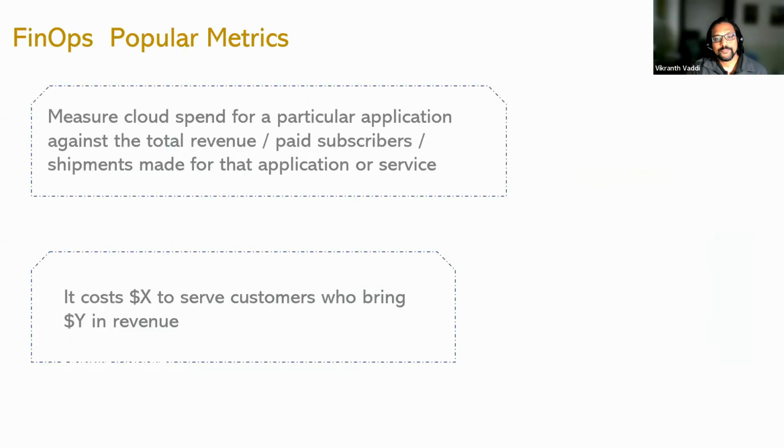Two more slides here. Some of the popular metrics in FinOps is to measure the cloud spend for a particular application against the total revenue. You may have a bunch of products, but not everything may create even similar revenue. Are you able to measure the cloud spend against the total revenue? Maybe against the paid subscribers, how many subscribers you have, or maybe the cloud spend against the shipments that are made. So there's a number of ways you can dissect and link it to the business cost. That way they're able to understand.